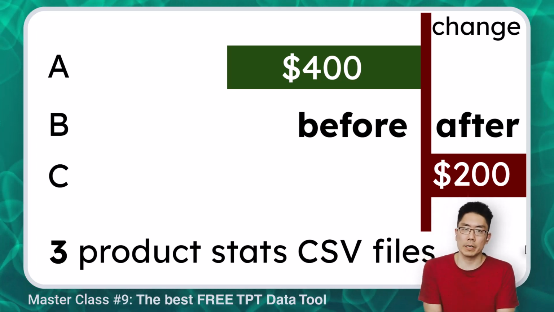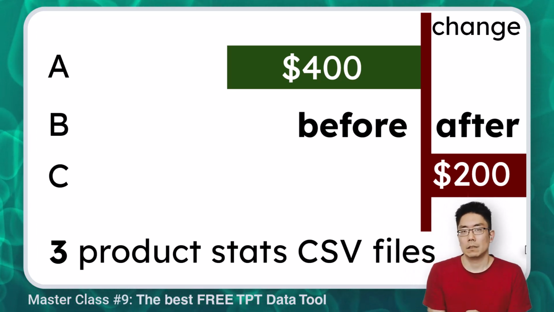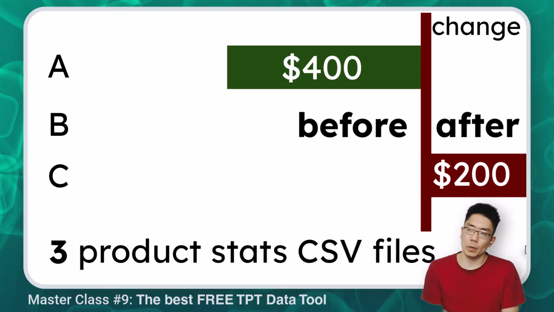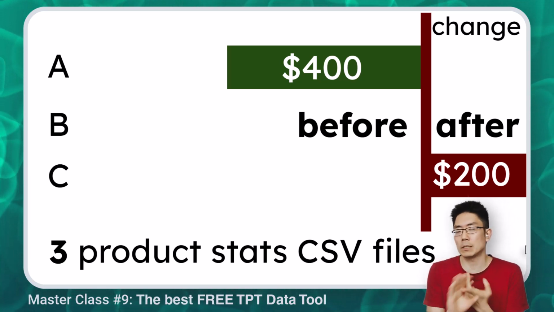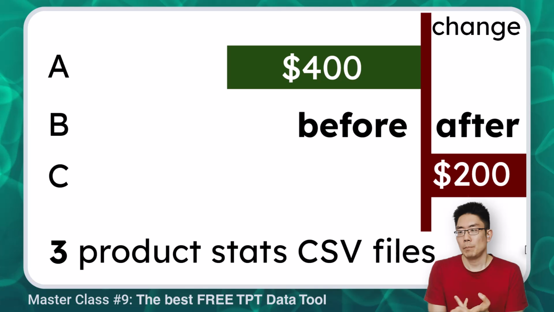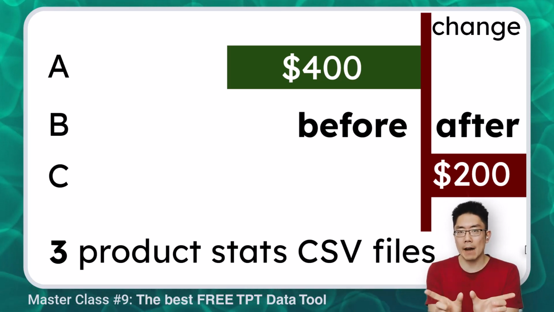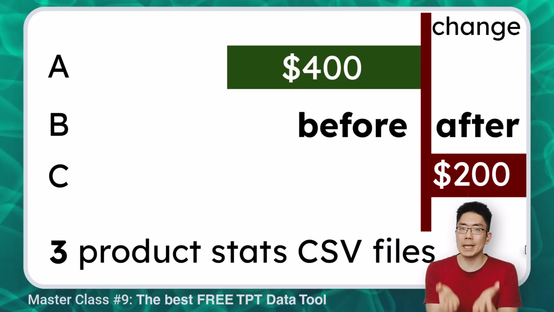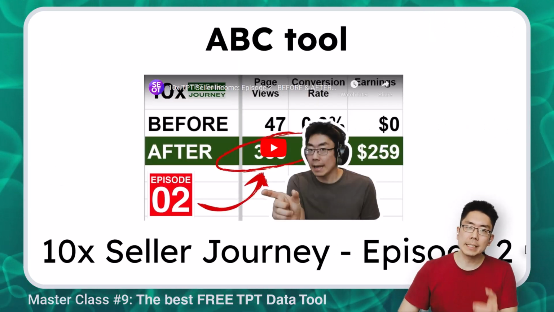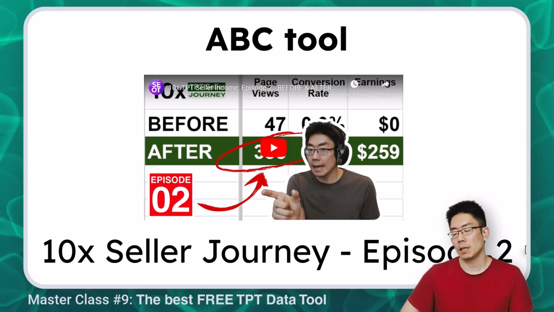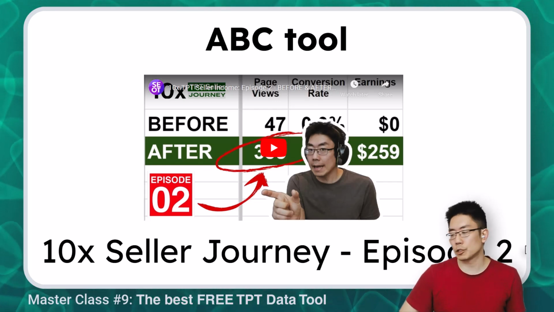Obviously, there's more to that. We have to divide it by the number of days in the time period. We can actually calculate conversion rate because we know page views and earnings. But this ABC analysis lets us compare conversion rates before and after a change to see if what we're doing is actually making a difference. So you can see this ABC tool in action. It's in this video, 10x Seller Journey, episode number 2.